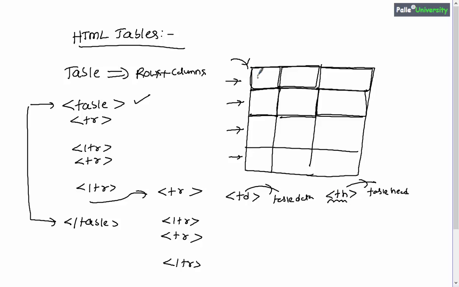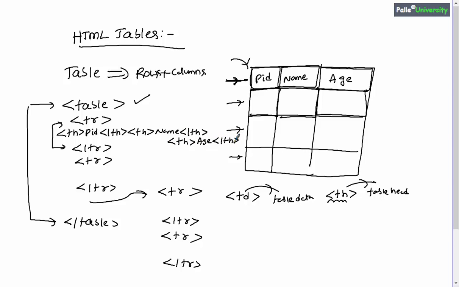Assume that inside this table I want to give the first column name as PID, the second column name as name, and the third column name as age. How to create these columns? Very simple, we must use a th tag. In which row do we use the th tags? Obviously in the first row I need the table column names, and hence inside this first row I should write th, the column name is PID, end of th tag. Similarly one more th for the name column, and one more th, column name is age, end of th.